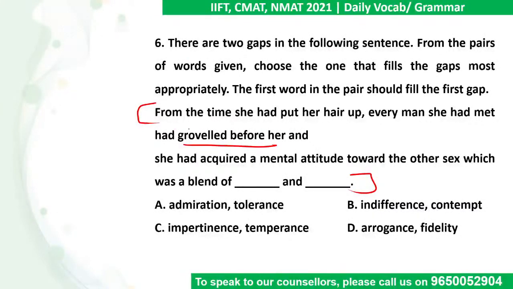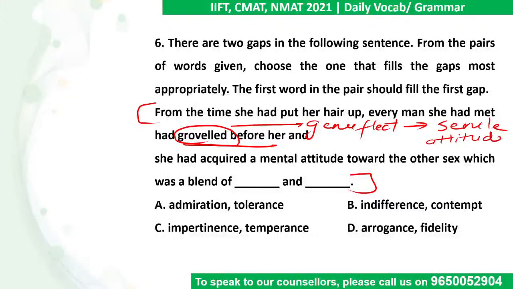C. From the time she had put her hair up, every man she had met had groveled before her. We had done this word in the 7th or 8th episode, I believe. Groveled or genuflect means to worship someone or to have a servile attitude. Grovel has a negative connotation to it. Everyone was behaving like a servant. So this word gives a lot of negativity to the entire sentence.